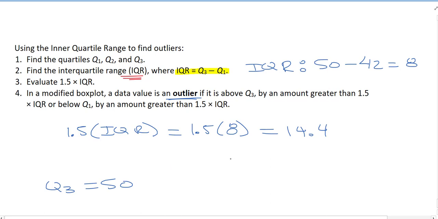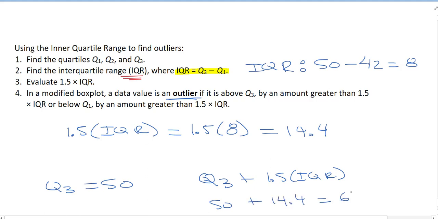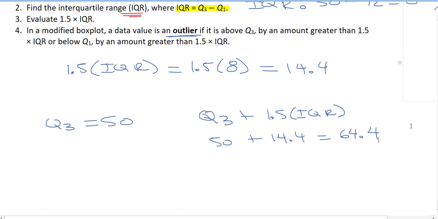So let's see. Let's do Q3 plus 1.5 IQR. This will mean we have 50 plus 14.4. So that will give me 64.4. Do I have a value in my data greater than this? No, right? Our maximum was 56. Our maximum data value was $56. So is it greater than that? No. So we have no outliers on the top.